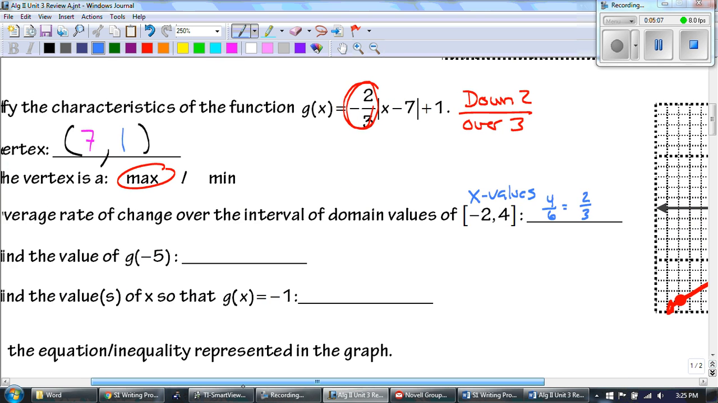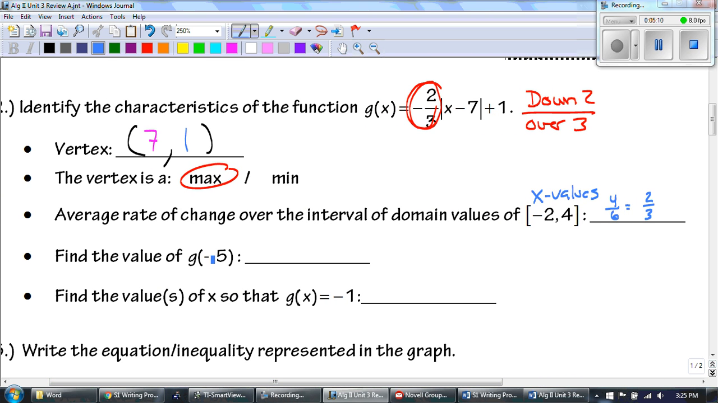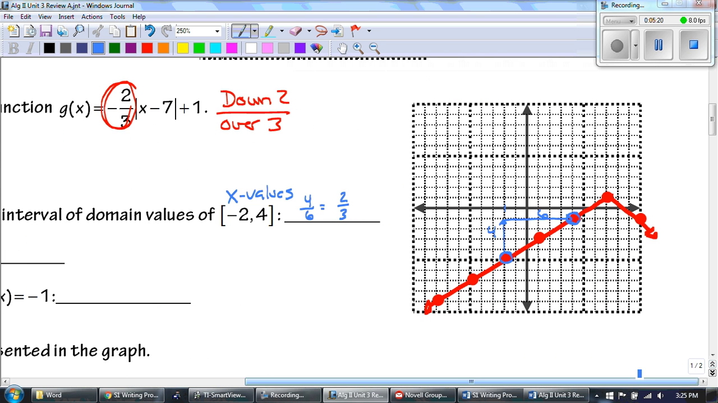All right, next one. Find the value of g of negative 5. So what they're saying is, hey, x is negative 5, what does y equal? So when x equals negative 5, I'm going to draw my vertical line at negative 5, and boom, that's my point. What is this point right here? Well, x is negative 5 and y is negative 7.